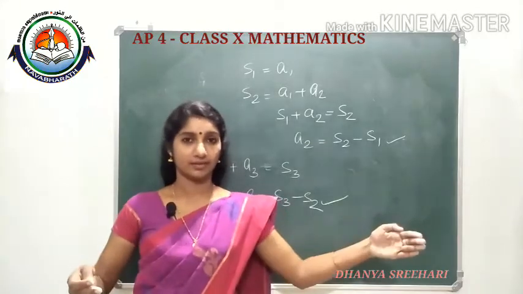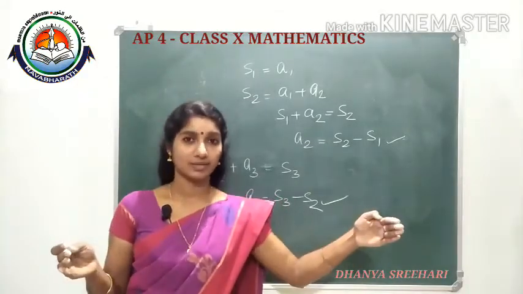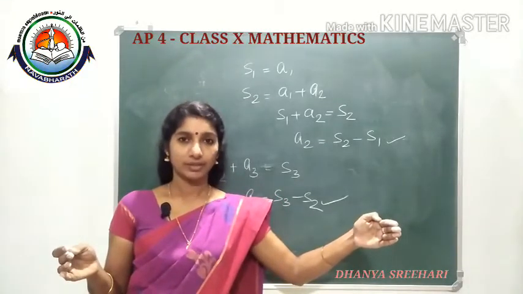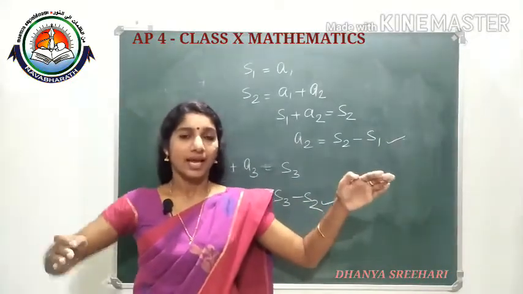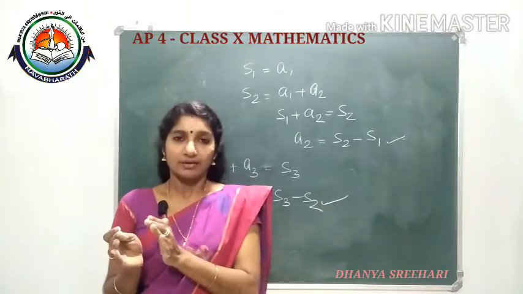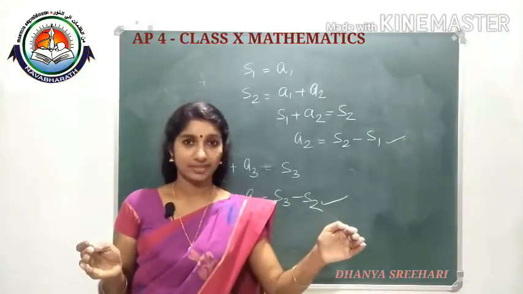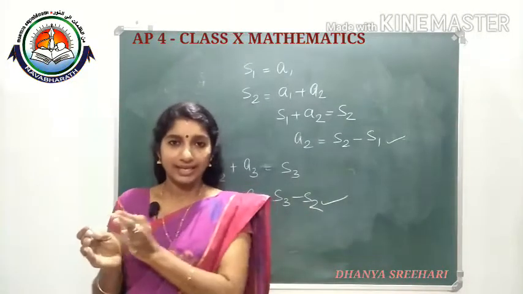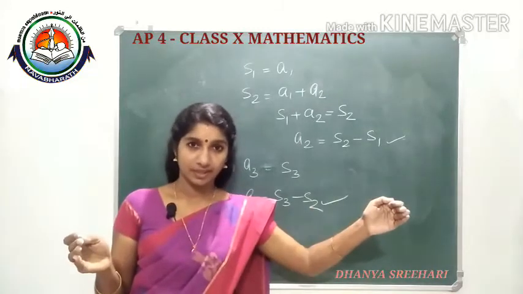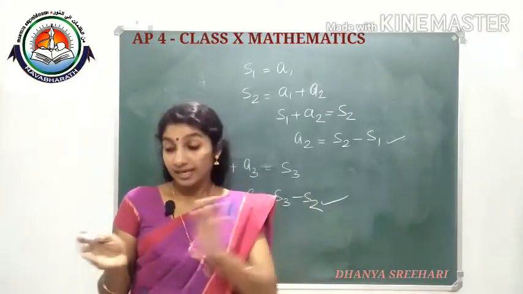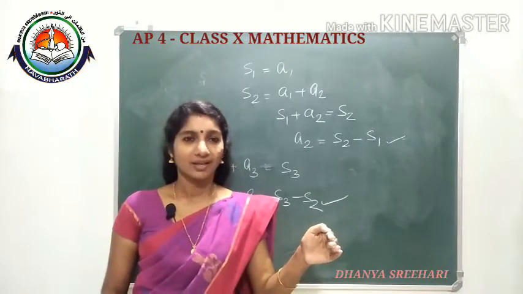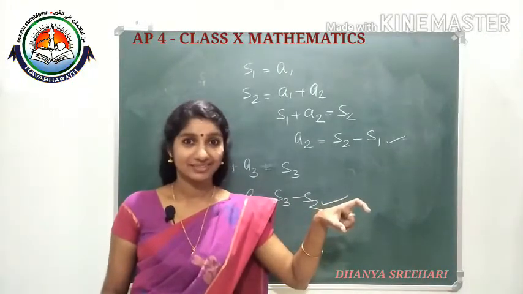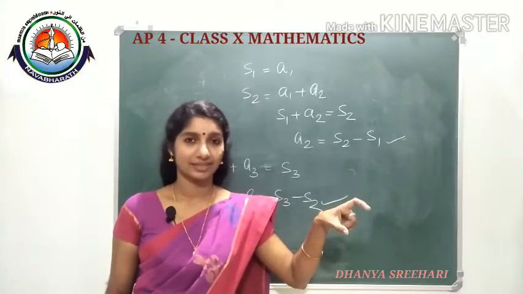There are 10 terms. We are adding the sum of 10 terms. First term, second term, third term, like this, 10 terms sum. And suppose we are finding the 9 terms sum. So from the 10 terms sum minus the 9 terms sum, what will we get? A10 we will get. Isn't it? The 10th term we will get.